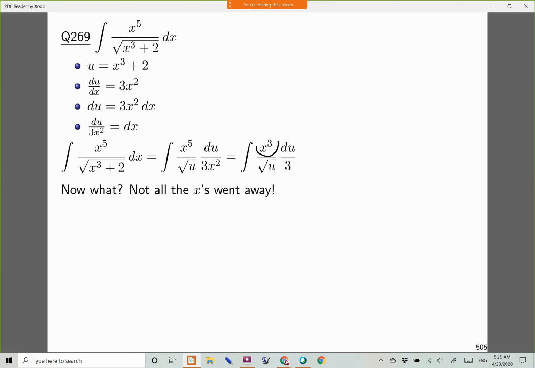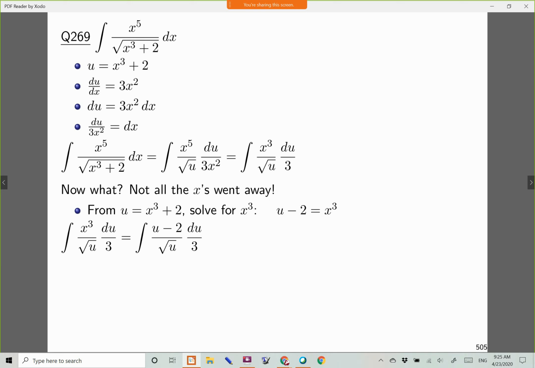So this x cubed is an issue, right? And so it makes sense to try to solve for x cubed. Not too bad, right? Subtract 2 on both sides from what we said u was. And so now x cubed can be validly replaced with u minus 2. So in the most recent version of the problem, where we were stuck, or we would have said we were stuck yesterday, I replaced the x cubed with a u minus 2. So I hope you have a step that looks something like this.